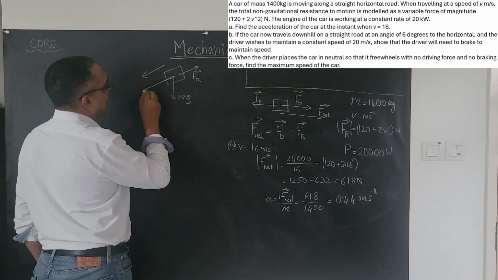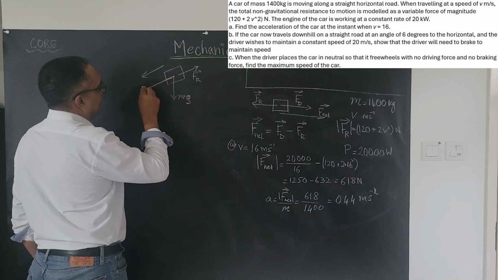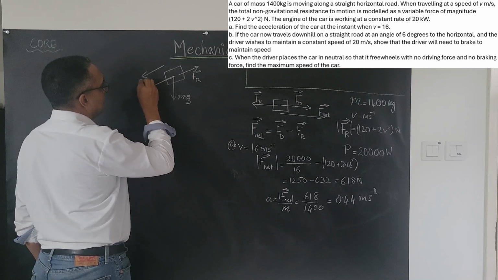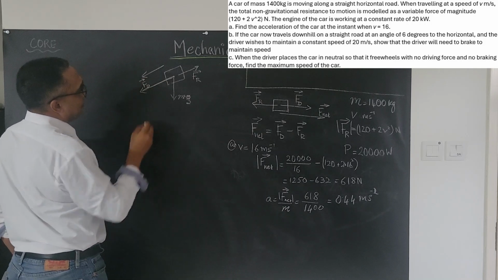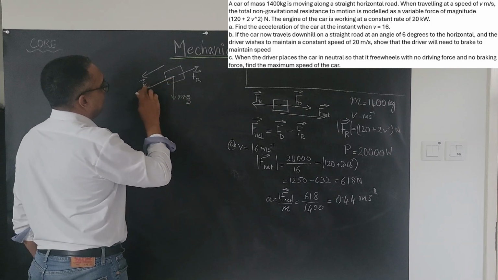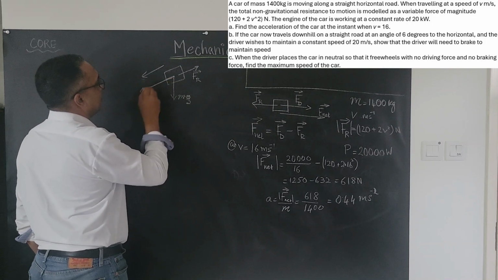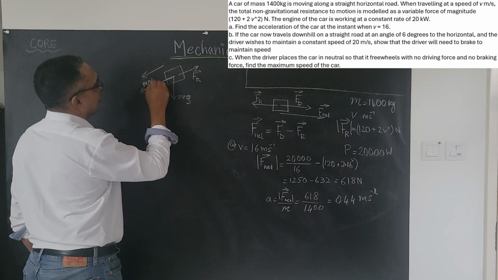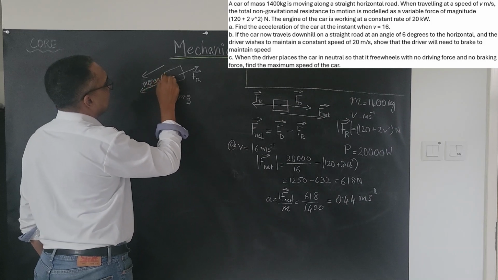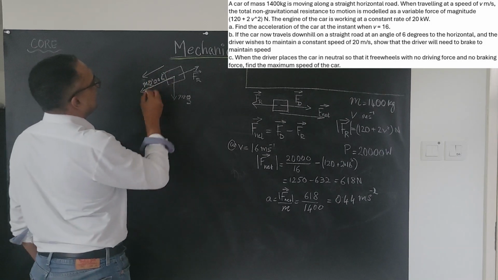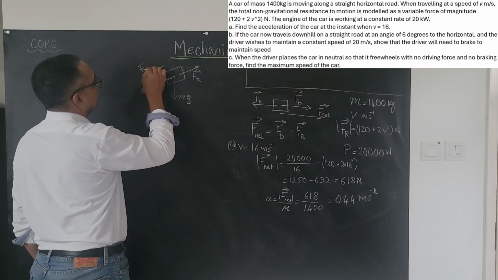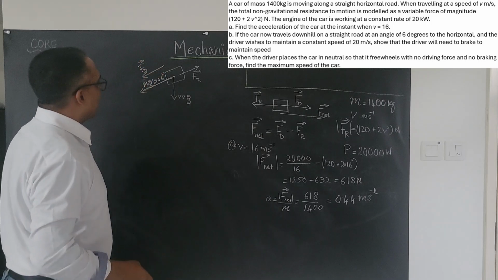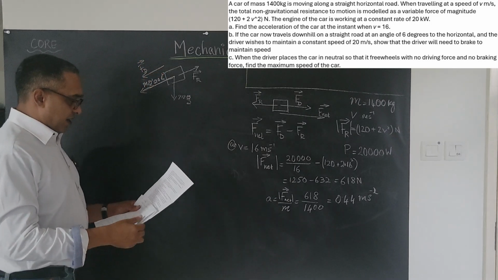We will have here the force of the engine. I call it the driving force. Actually, maybe what I should do is just make it simple for you. Given theta, this would be mg sine of 6 degrees. And we will have the driving force here, which is really coming from the power of that engine, and that varies with velocity.